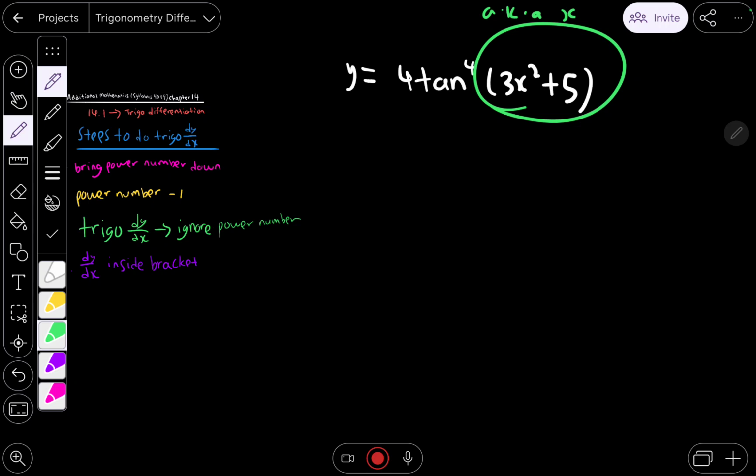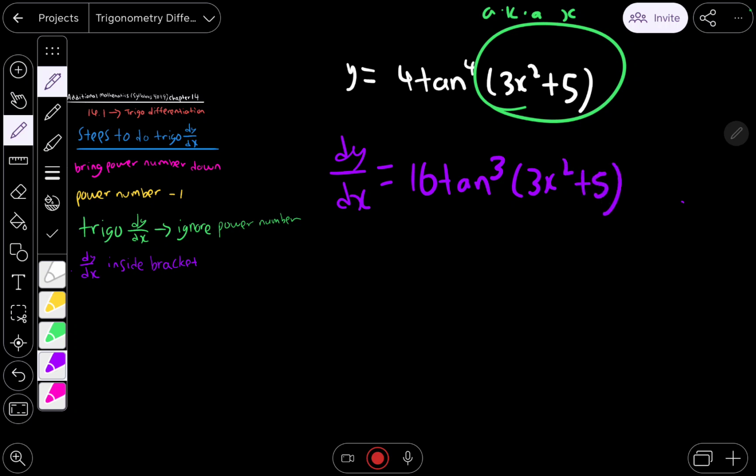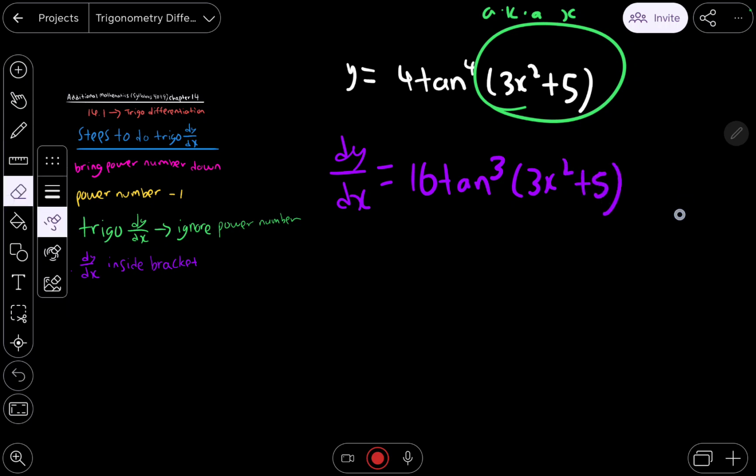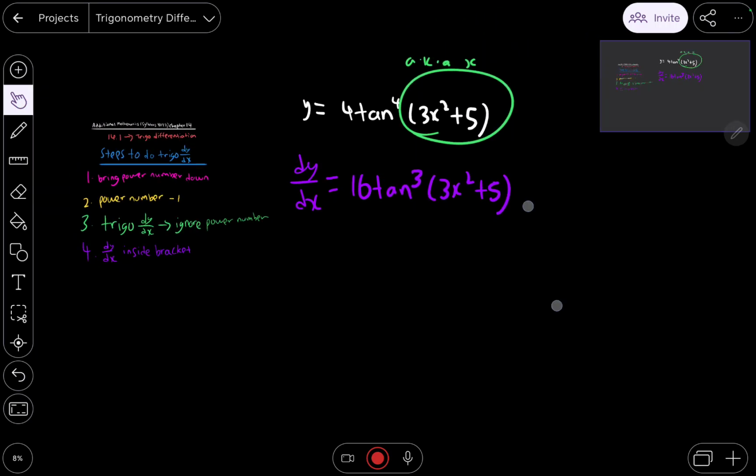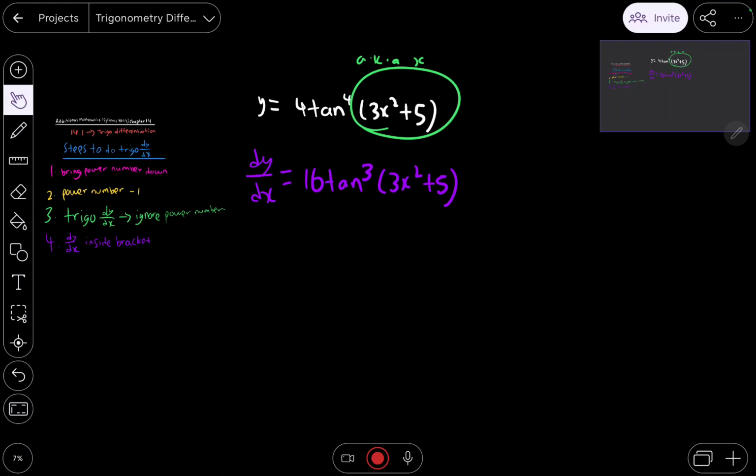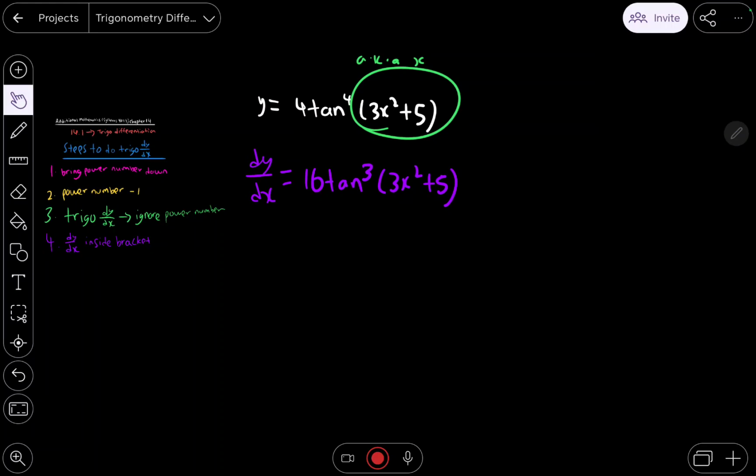Okay, so I will start to differentiate. So dy over dx, this will be power number come down, so it will be 16 tangent cube bracket 3x squared plus 5. Okay, so now we have done step 1 and step 2. Alright, so when we do step 3, trigo differentiation, and we ignore the power number, tangent cube bracket 3x squared plus 5, what do we write next?